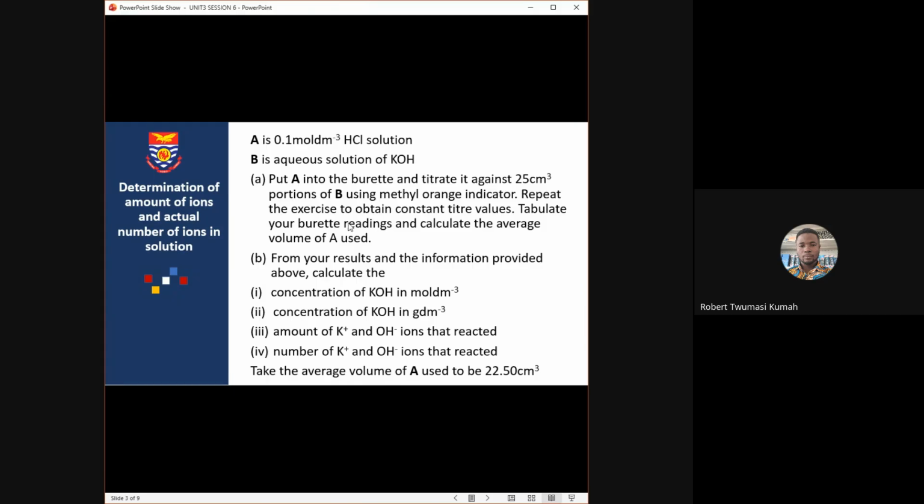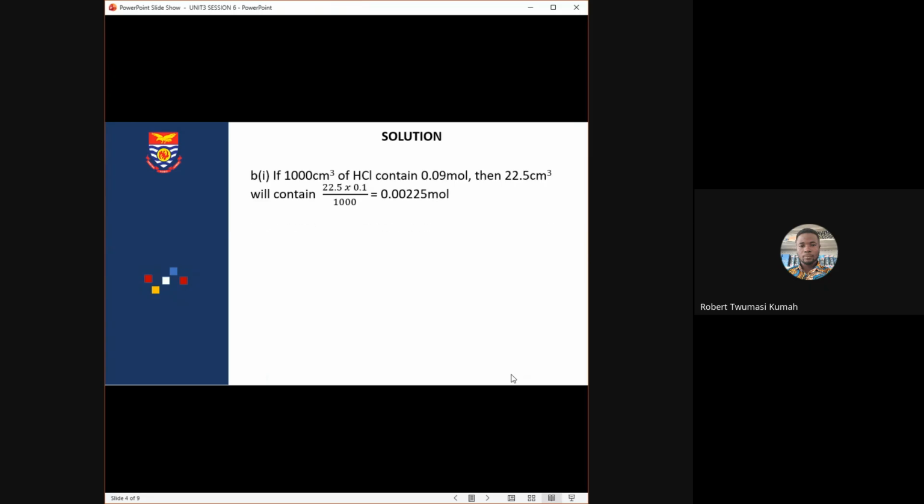So let's go and start from the HCl. 1000 contains 0.1. What will 22.5 contain? So 22.5 will contain 0.0025 moles.